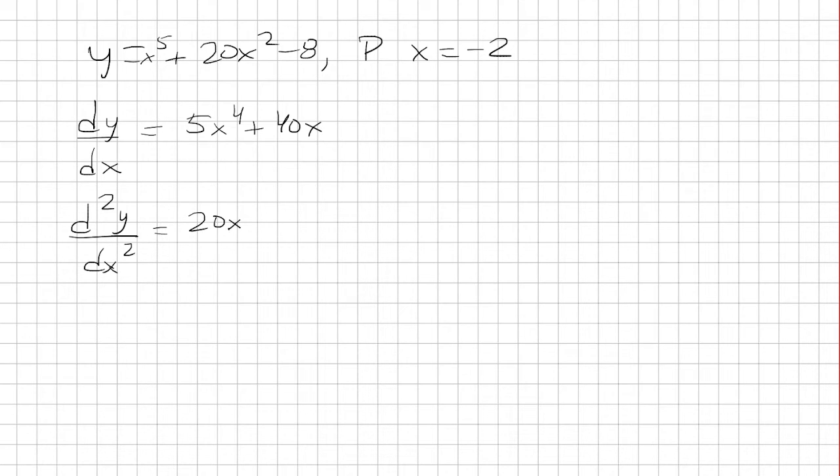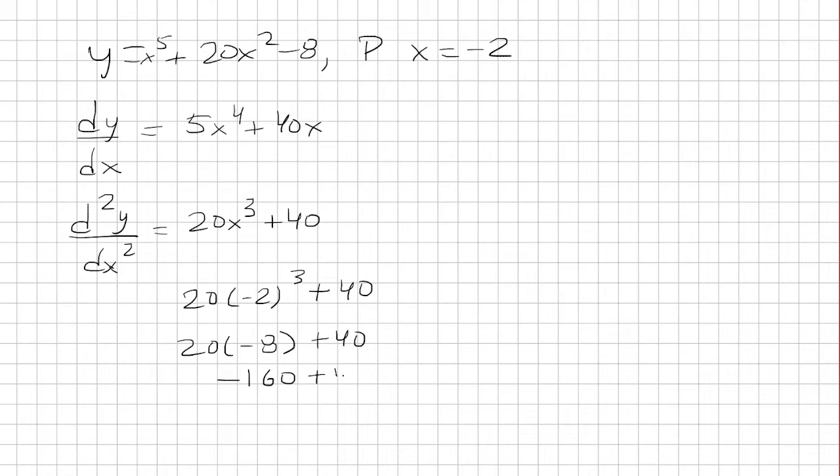So that's going to be 20x cubed plus 40. Now we're going to plug in x equals -2. -2 cubed is -8, and then 20 times -8 is -160. And so this is going to be -120.